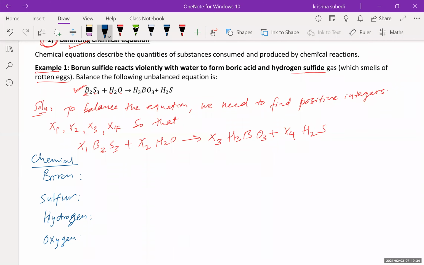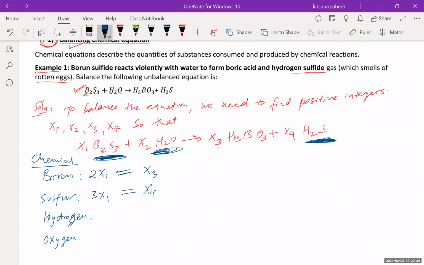How many borons are there in this equation on the left hand side? 2 borons, right? So you can write 2x1, and there is no boron with x2, and equals, and on the right, how many borons? 1 boron, so this is x3, and there is no boron with x4. That's one equation that we got. Now let us look at sulfur. How many sulfurs are there in this one? 3 sulfurs, so I can write 3x1, and there is no sulfur with x2, and then equals on the right hand side, there is only 1 sulfur, so this is x4. So 3x1 equals x4.